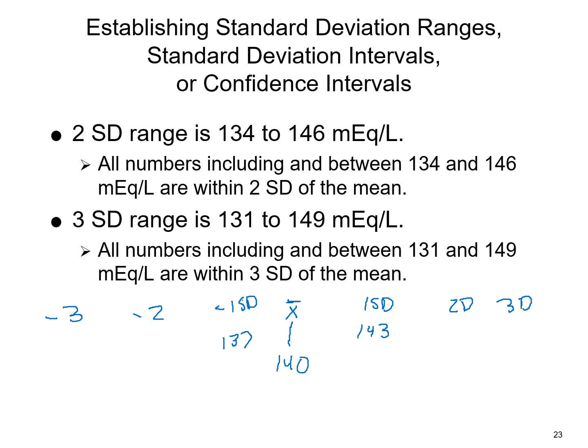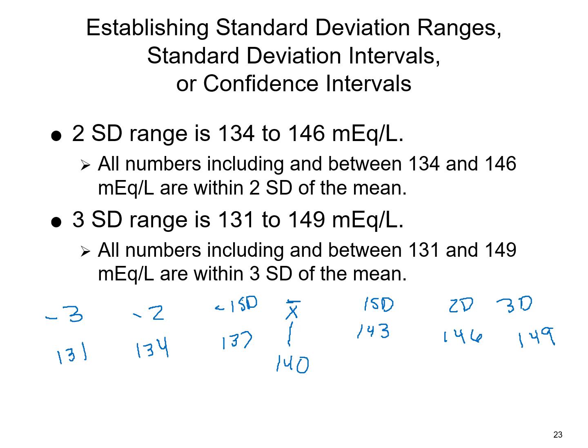For our minus 2 standard deviations, we need to subtract an additional value of 3 from this value of 137. So again, we're working our way away from the mean. Subtracting 3 from 137 gives us 134, and if we subtract an additional 3, that gives us 131. If we go the opposite way and add 3, that gives us 146. And then if we add an additional 3, that gives us 149.